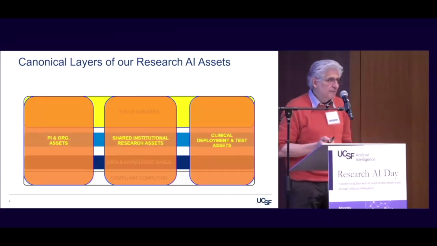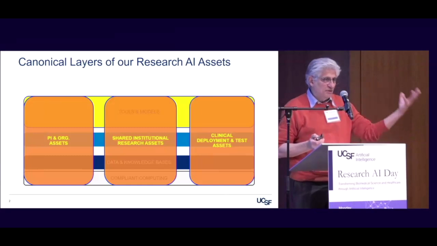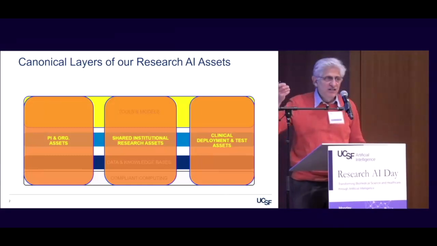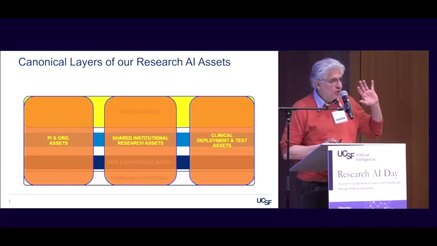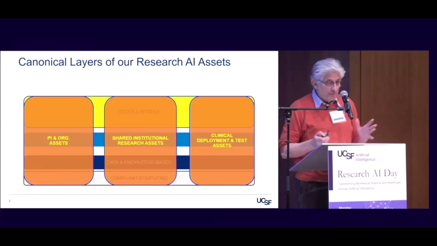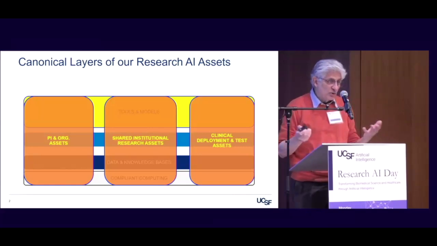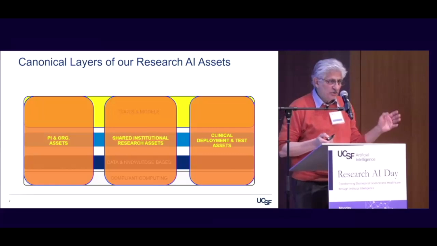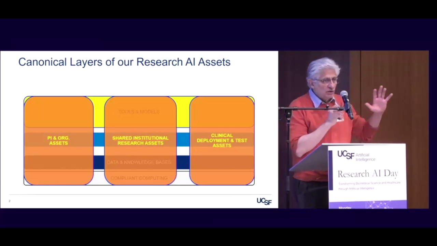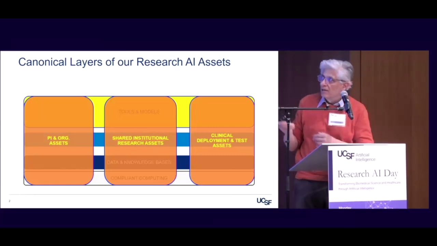Now, there are 3 large entities across the university that actually have assets that are relevant across these 4 horizontal layers. We're not going to talk so much about what might be the largest one, which is our PI and organizational assets. When I say organizational, that means departments that have lots of pathology data or radiology even and so on. But we're not talking of that. We're talking of the big middle.